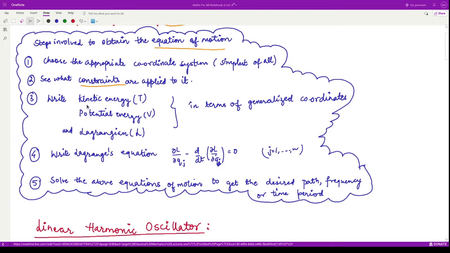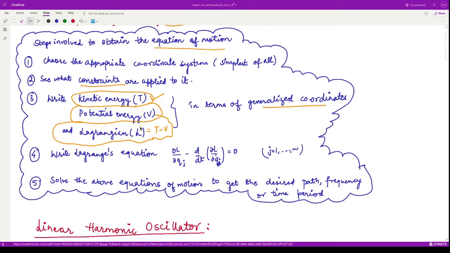Thereafter, we shall write the kinetic energy T for the system in terms of generalized coordinates. Remember this, whatever generalized coordinates you have selected, you just simplify the expression onto that. Then you calculate this potential energy and then you calculate the corresponding Lagrangian. What is this? This is equal to T minus V.